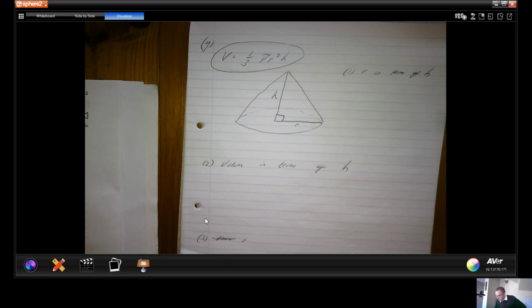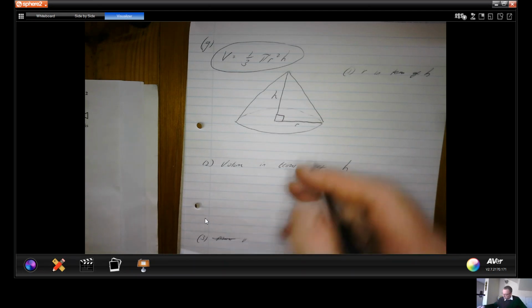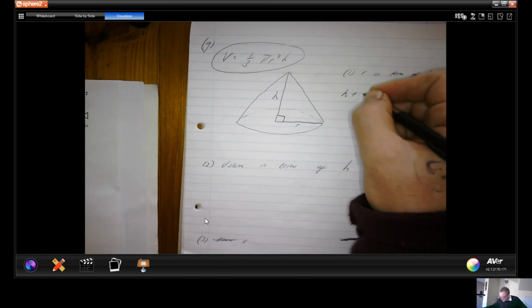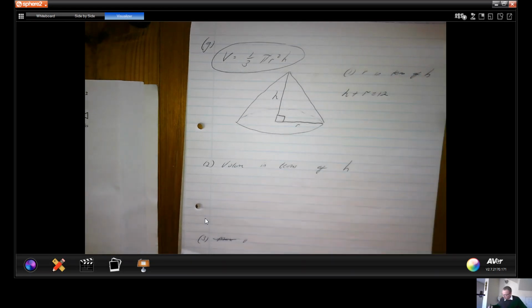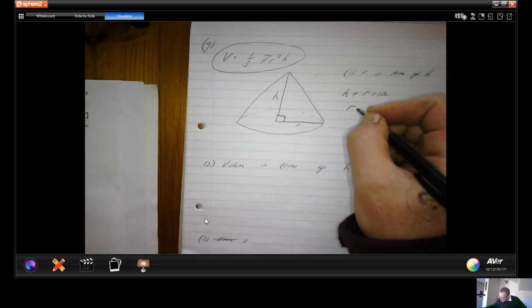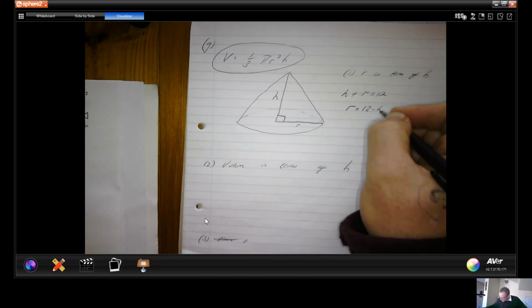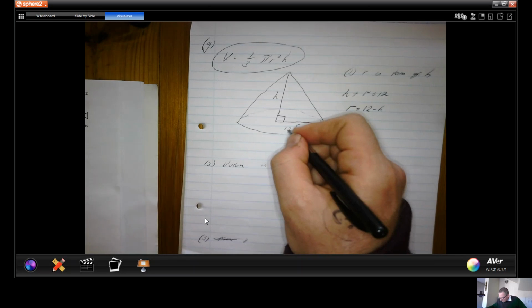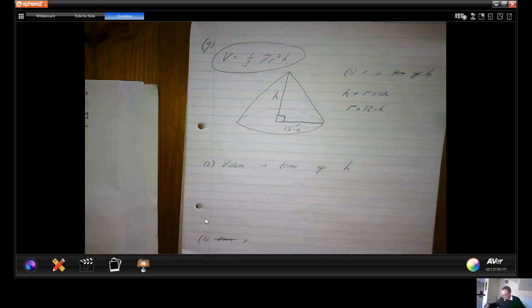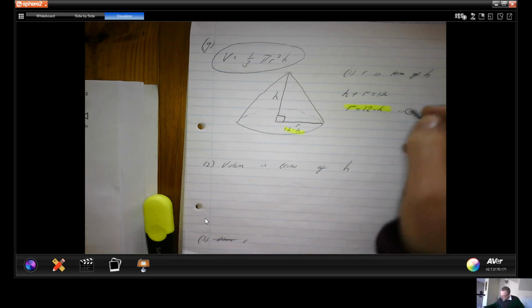So the first question says that's h and that's r, and they say to you the sum of the height and base radius is 12 centimeters. So the height plus the radius is equal to 12. To express r in terms of h, r is going to be equal to 12 minus h. So my radius I can write as 12 minus h. The diagram is a right circular cone of height h centimeters and base radius r, and the sum of the height and the base radius is 12 centimeters. So that's quite simple. Let's call that equation 1.